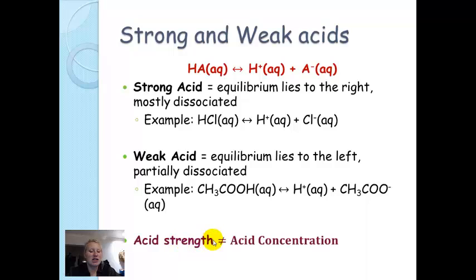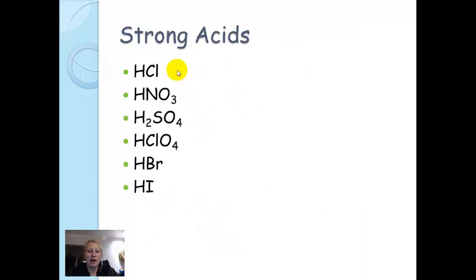Acid strength, however, does not tell you anything about acid concentration. Remember the molarity. So the strong acids that you need to memorize are hydrochloric acid, nitric acid, sulfuric acid, perchloric acid, hydrogen bromide or hydrobromic acid, and hydroiodic acid, hydrogen iodide.